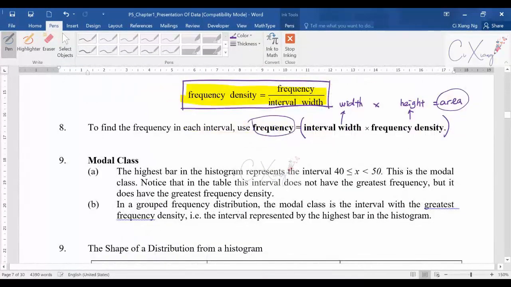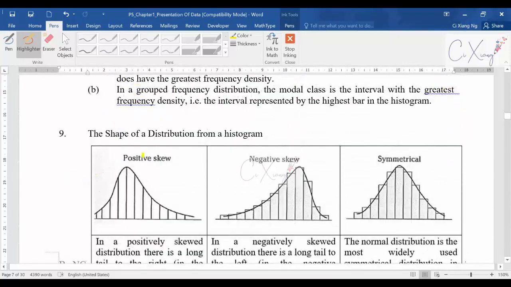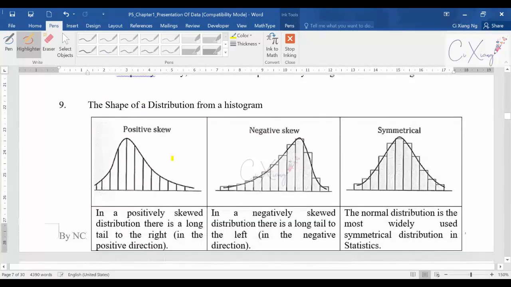Then after that, we talk about modal class. Modal class means the mode. The highest bar in the histogram means the modal class. Please make sure you remember this. Sometimes they will ask you, from the histogram, what is the modal class that you have? Then after that, we have the shape of distribution. For the shape of distribution, we are not going to discuss it now. I will discuss this after we learn the very last type of graph that we have. So these are all the details about the histogram that you need to know.